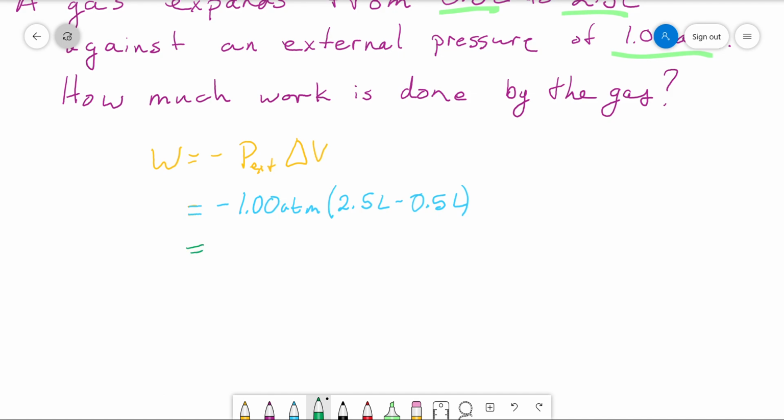Okay? And this just works out to negative 2.0 liter atmospheres. And that is the correct unit for energy when we're doing PV work. So that's our final answer.